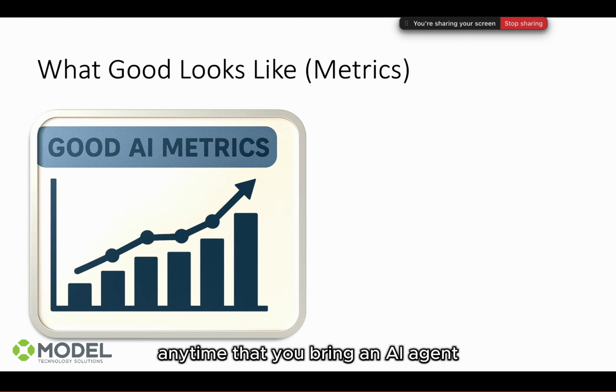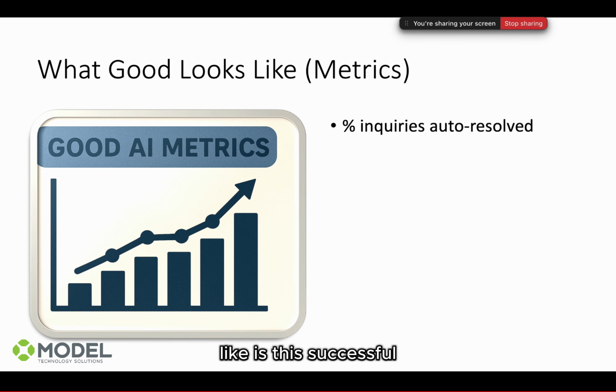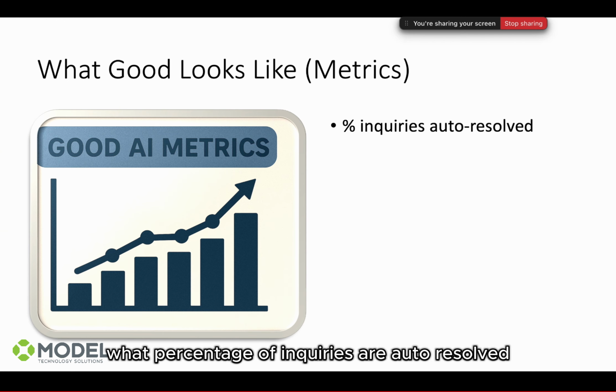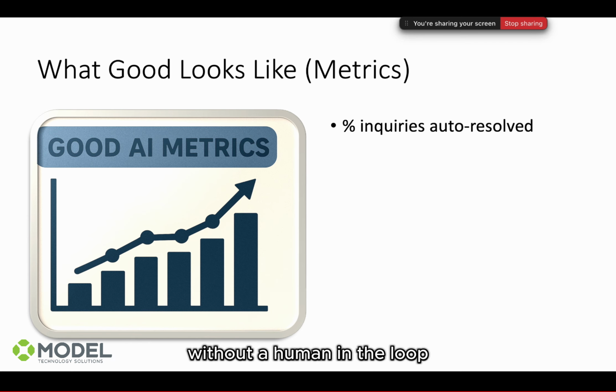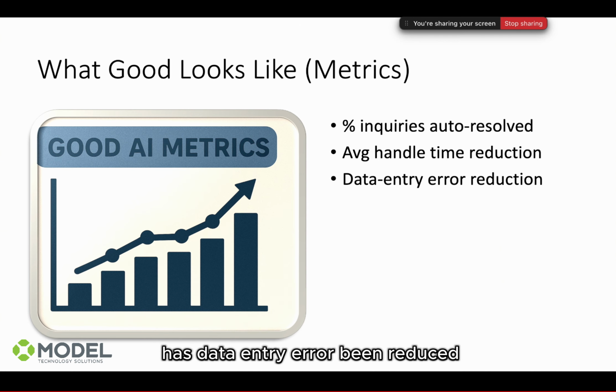Anytime that you bring an AI agent, an agentic workflow, or an agentic AI agent into the mix, you need to identify what good metrics look like. Like, is this successful? Is this doing what we need it to do? So some ideas for metrics would be what percentage of inquiries are auto-resolved without a human in the loop? What is the average handle time reduction, meaning how long does it take a person if they have to get involved? Has data entry error been reduced?